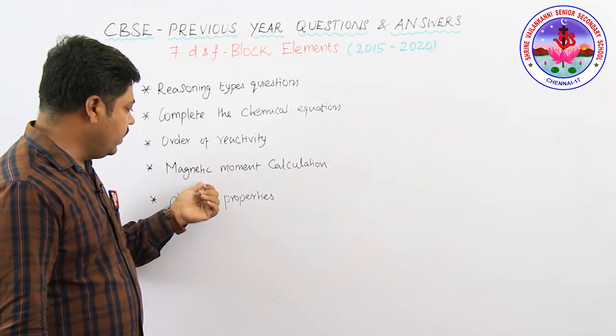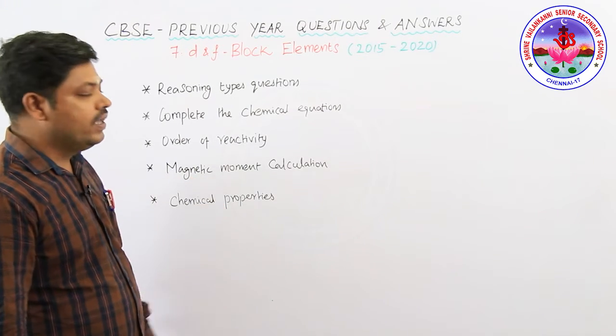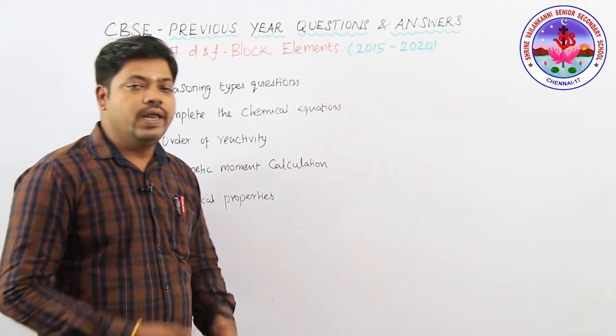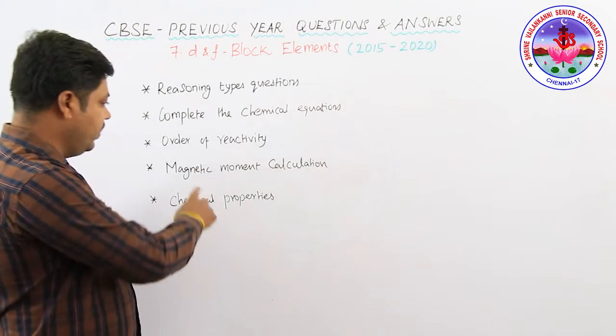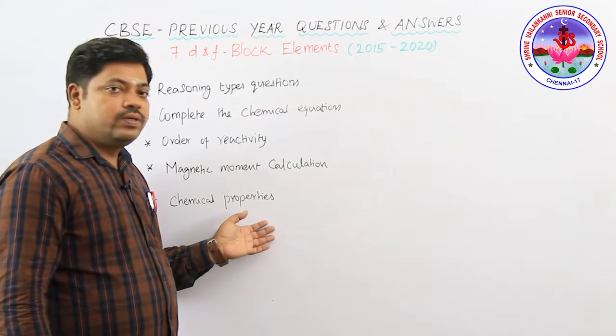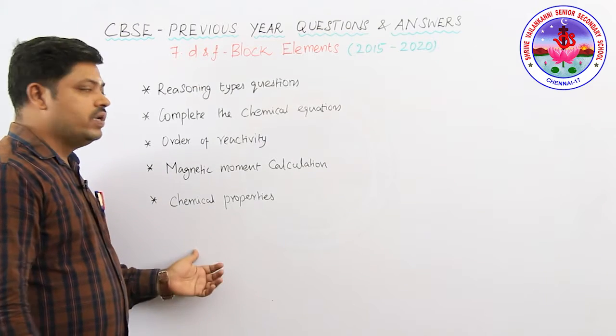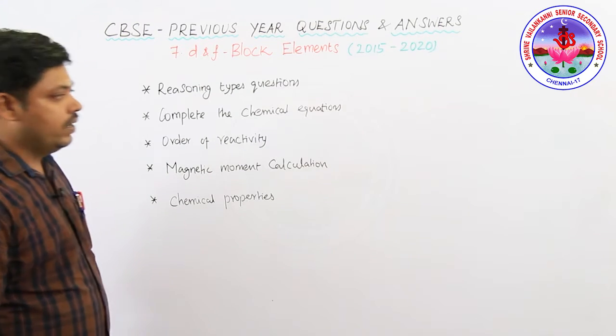Then the very important thing is the Bohr magneton calculation, that is the magnetic moment calculation or spin only calculation. This is a very important thing. Then after that, the chemical properties and uses you have to concentrate on in this lesson. Now we will see the questions one by one.